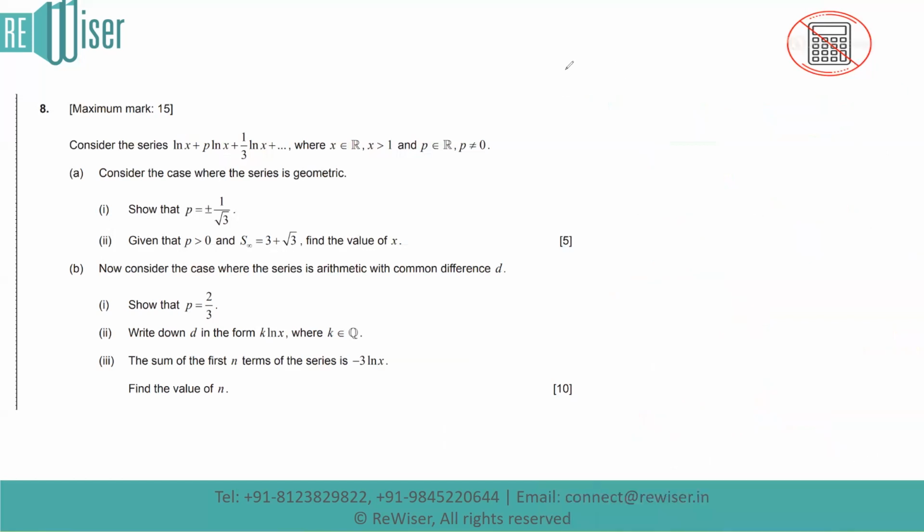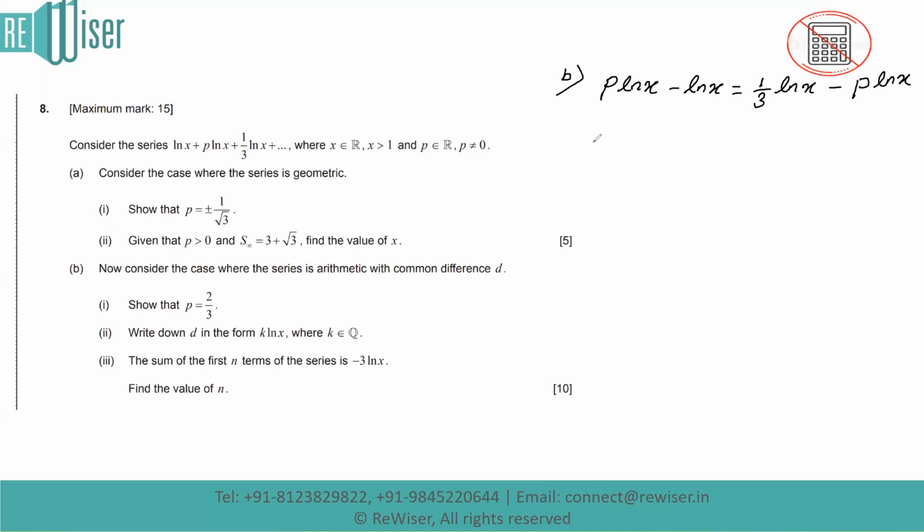Now for part B, we are talking about, now consider the case where the series is arithmetic with a common difference of d. Show that the value of p is 2 by 3. Whenever there is a common difference, the second term minus the first term will be the same as the third term minus the second term. So that's basically p times ln x minus ln x, second term minus the first term, will be the same as the third term, which is 1 by 3 ln x, minus the second term, which is p times ln x.